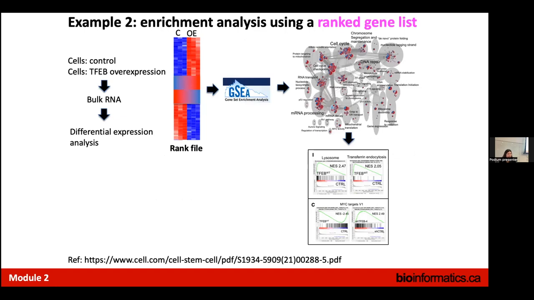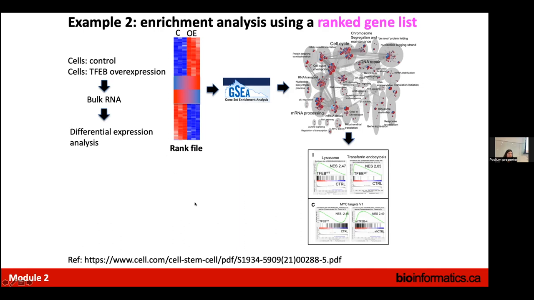So for this example number two, using a ranked gene list, we have a different dataset example, and this example comes from bulk RNA sequencing, and the reference paper is here below. We are working with normal blood cells, and in these blood cells we are overexpressing a transcription factor called TFAB. So now we have two conditions, the control and the treated. And the treated, which is here, OE, is the condition where we overexpress the transcription factor.